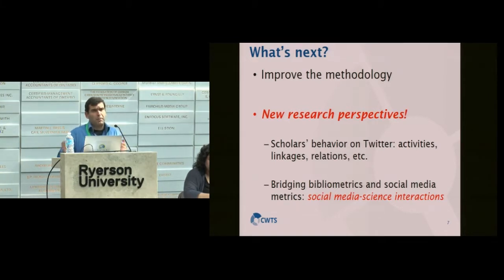But I would say that one of the most important implications of this type of methodology is that it opens new research perspectives. It's not anymore just about how a publication or a set of publications has been mentioned on Twitter or discussed on Facebook. Now we are going to be able to analyze the behavior of scholars on Twitter, what their activities are, what their linkages are, what relationships they are creating. Also, I think this idea of bridging bibliometrics and social media metrics is important. In a way, it opens a unique door to analyze social media science interactions, something that I think we haven't been able to do much so far.